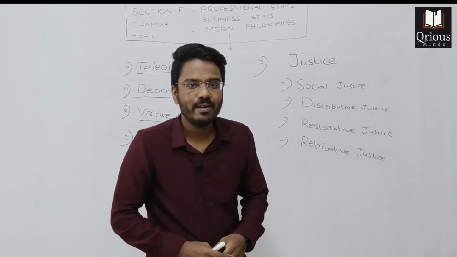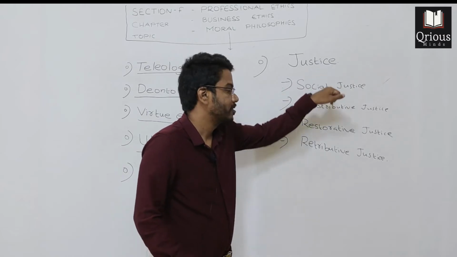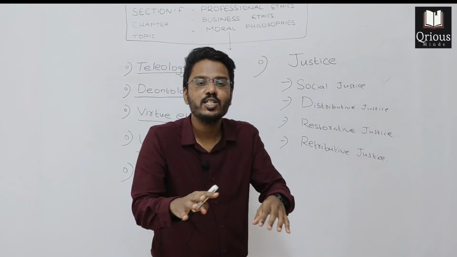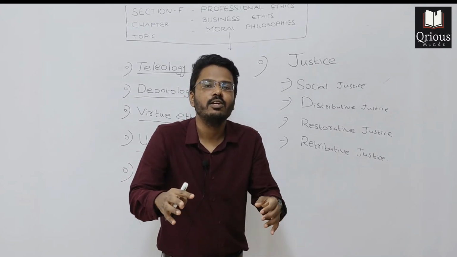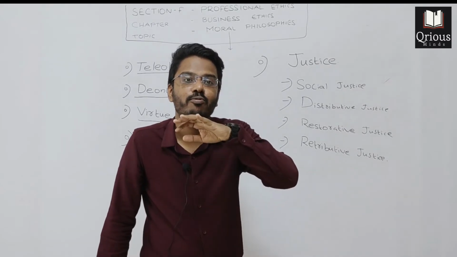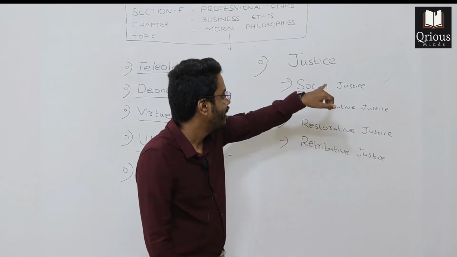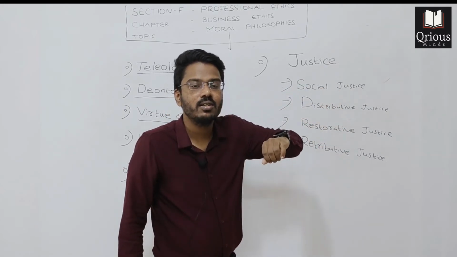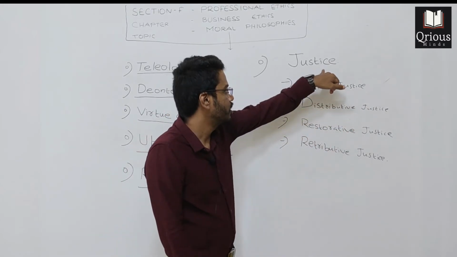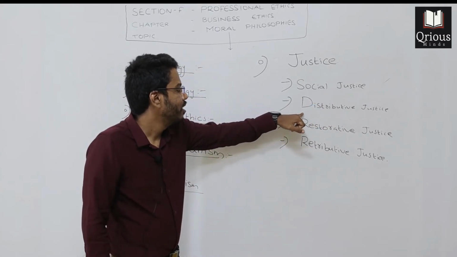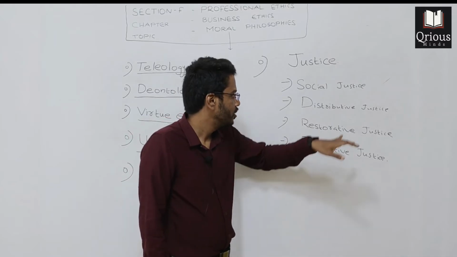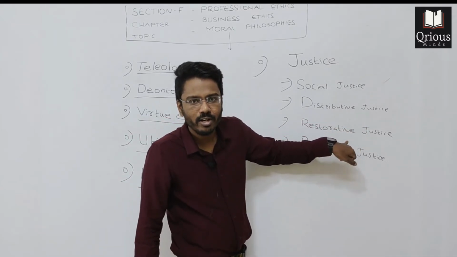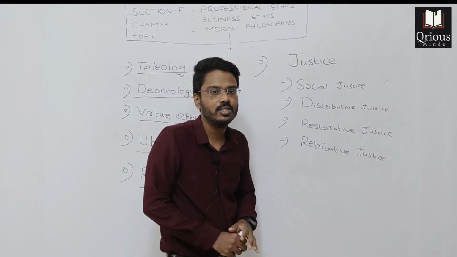The next philosophy that we are going to discuss is justice. Justice simply means ensuring fairness in everything, and if any activity or any decision brings fairness, then that action or decision is ethical as per justice. And this justice can be divided into four: social justice, distributive justice, restorative justice, and retributive justice.